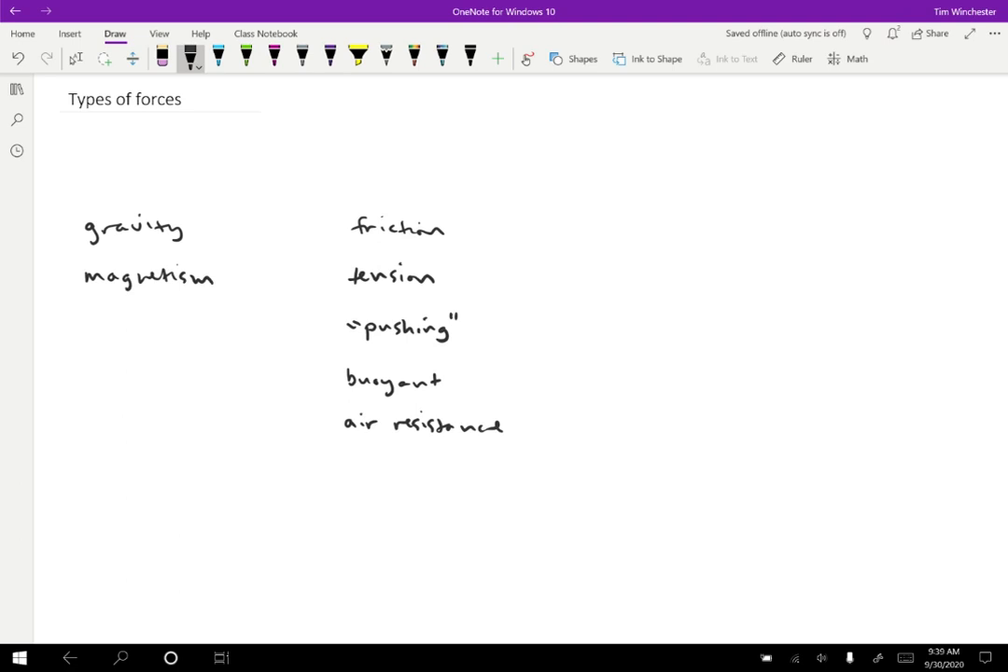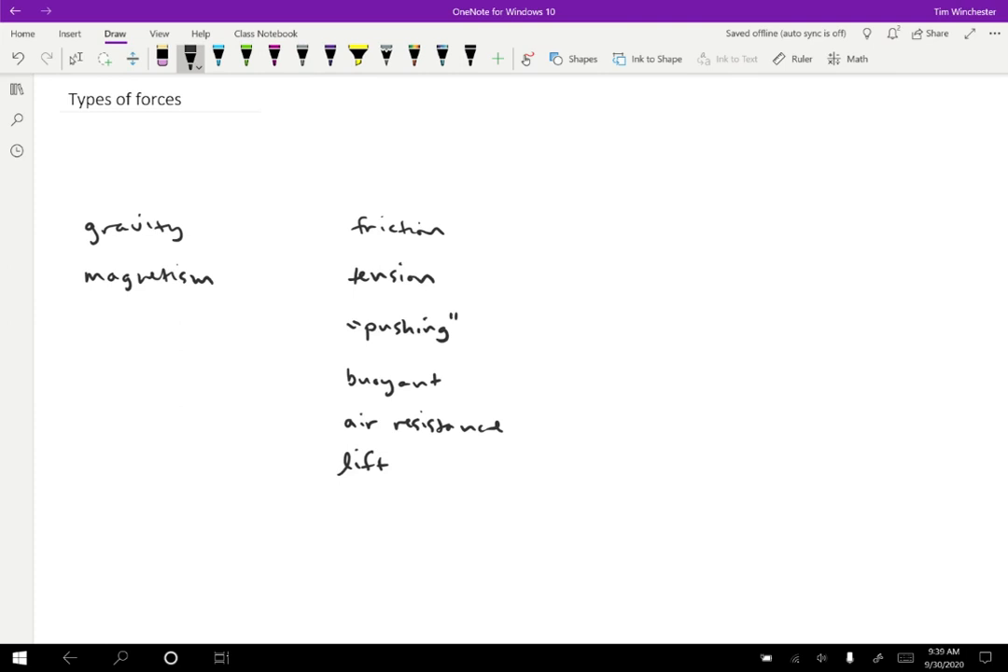Another one that you come across from time to time is lift. So in an airplane, the reason why airplanes don't just fall out of the sky is because, due to a variety of engineering considerations, they have an upwards force that we call lift. Okay, so these are some pretty common ones that you might see in your everyday life. And I've written them in two lists here because there are two different categories of forces.